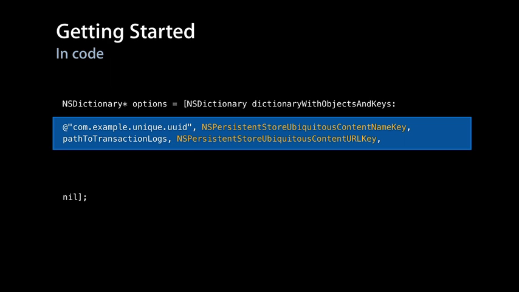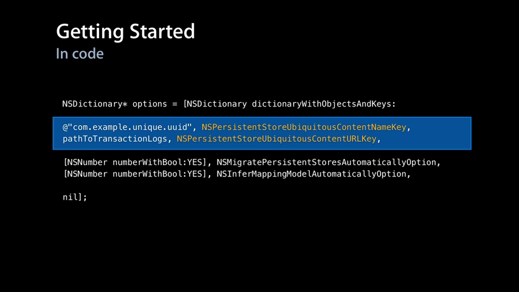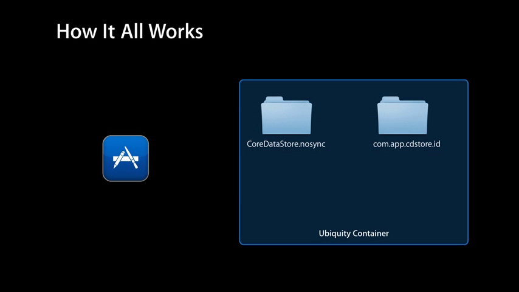Now, actually using these keys in practice is pretty straightforward. Anytime you go to create your persistent store, you pass into it an options dictionary. All that you need to do is make sure that you supply entries for the name key and the URL key if you want to use iCloud with your CoreData store. Here we've provided a unique name as well as a path to our transaction logs. Now, normally this options dictionary also contains other options, things like the NSMigratePersistentStoresAutomatically option or the NSInferMappingModelAutomatically option. You want to make sure that you keep those in there. And that's really all you have to do. By just supplying those two keys, you've told CoreData everything that it needs to know to begin taking advantage of iCloud. So let's take a look at how this works.